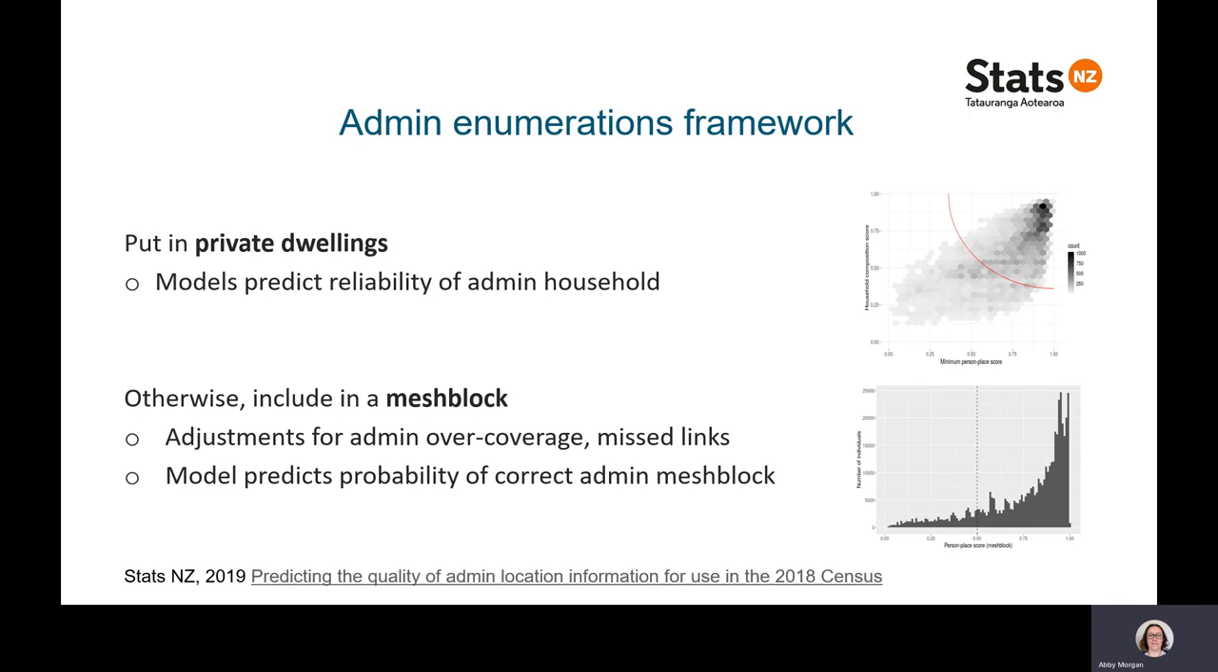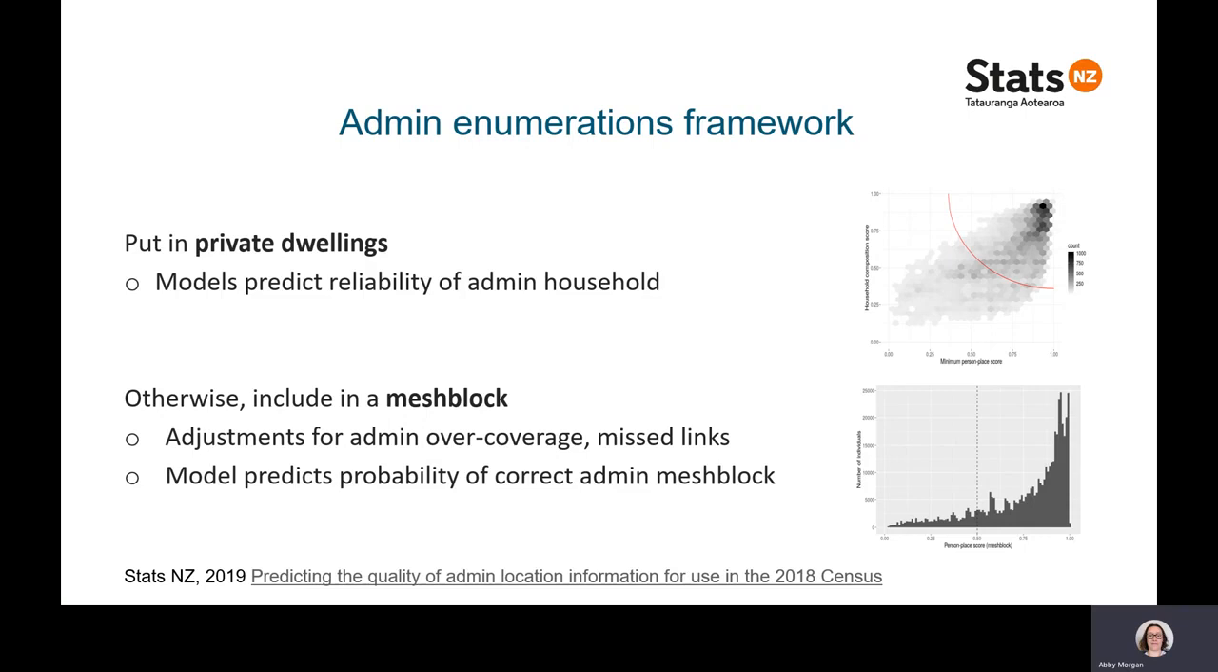And in this, we use a combination of models. So one predicts whether we have the correct admin address for a person, and the other predicts whether the admin data groups the right people together into a household. So we're able to put quite a number of admin records into these private dwellings. However, it's not enough to fully mitigate the non-response.